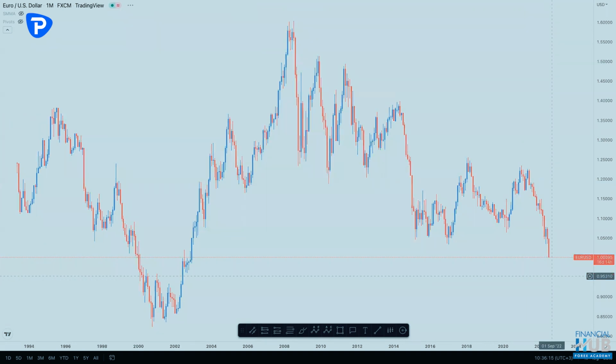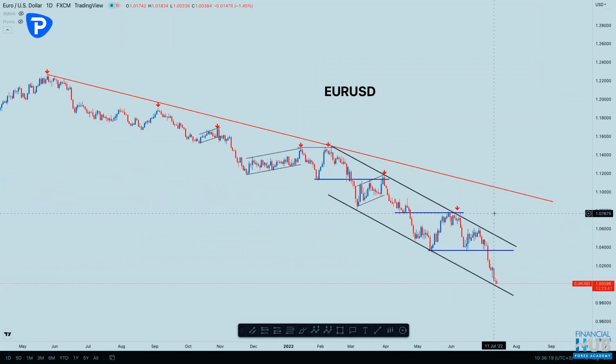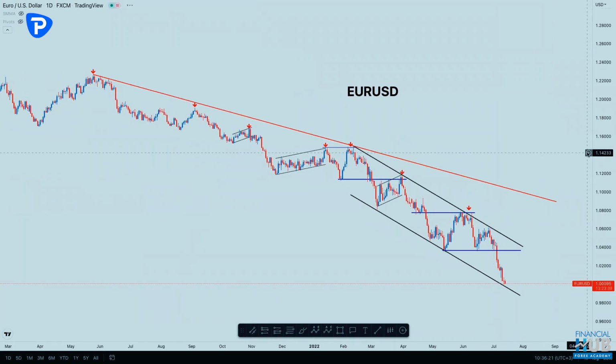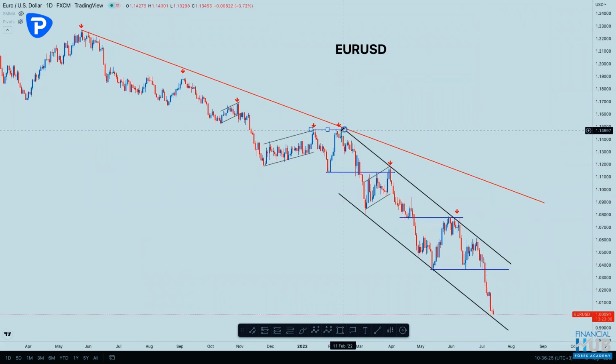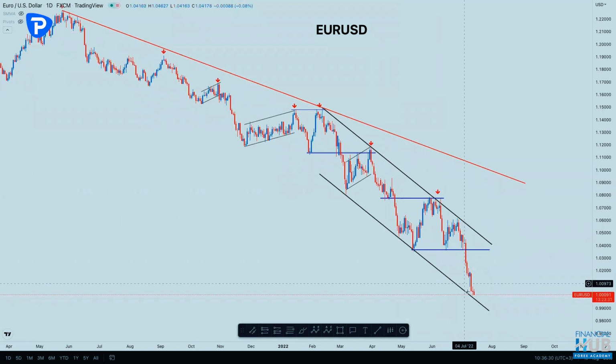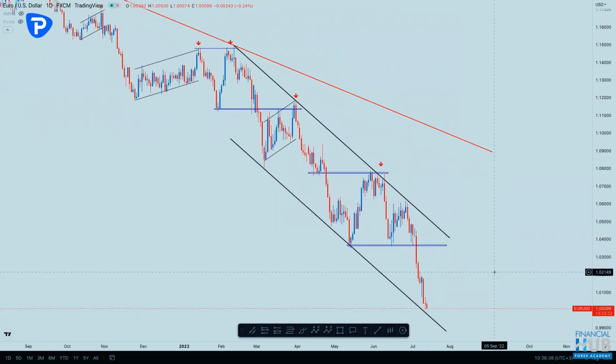If I go back to the daily chart, on Euro USD the market has really been respecting this channel-like formation to the downside. We had this first touch, second touch, third touch, and ever since that third touch the market has been tumbling all the way down from highs of 1.07 to 1.00, where the market is currently trading.